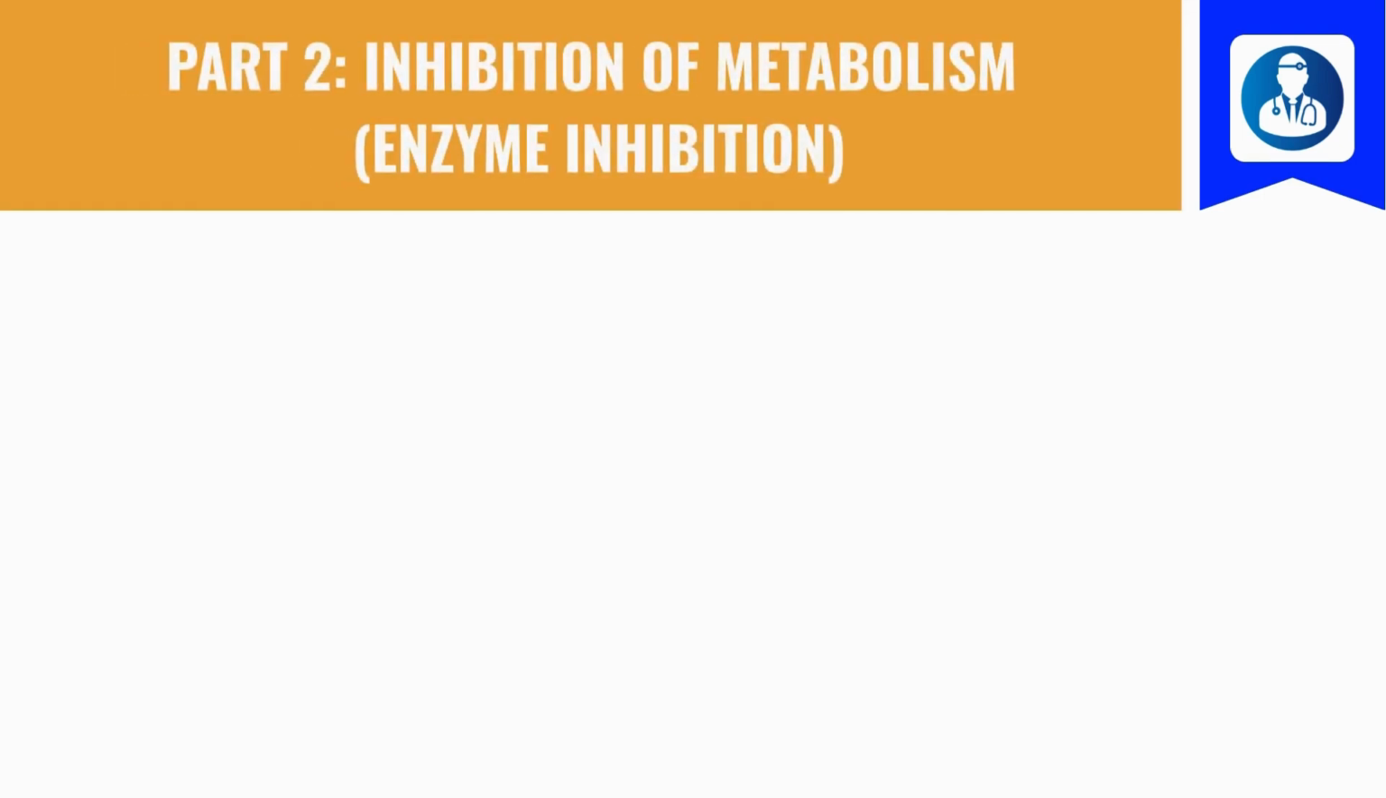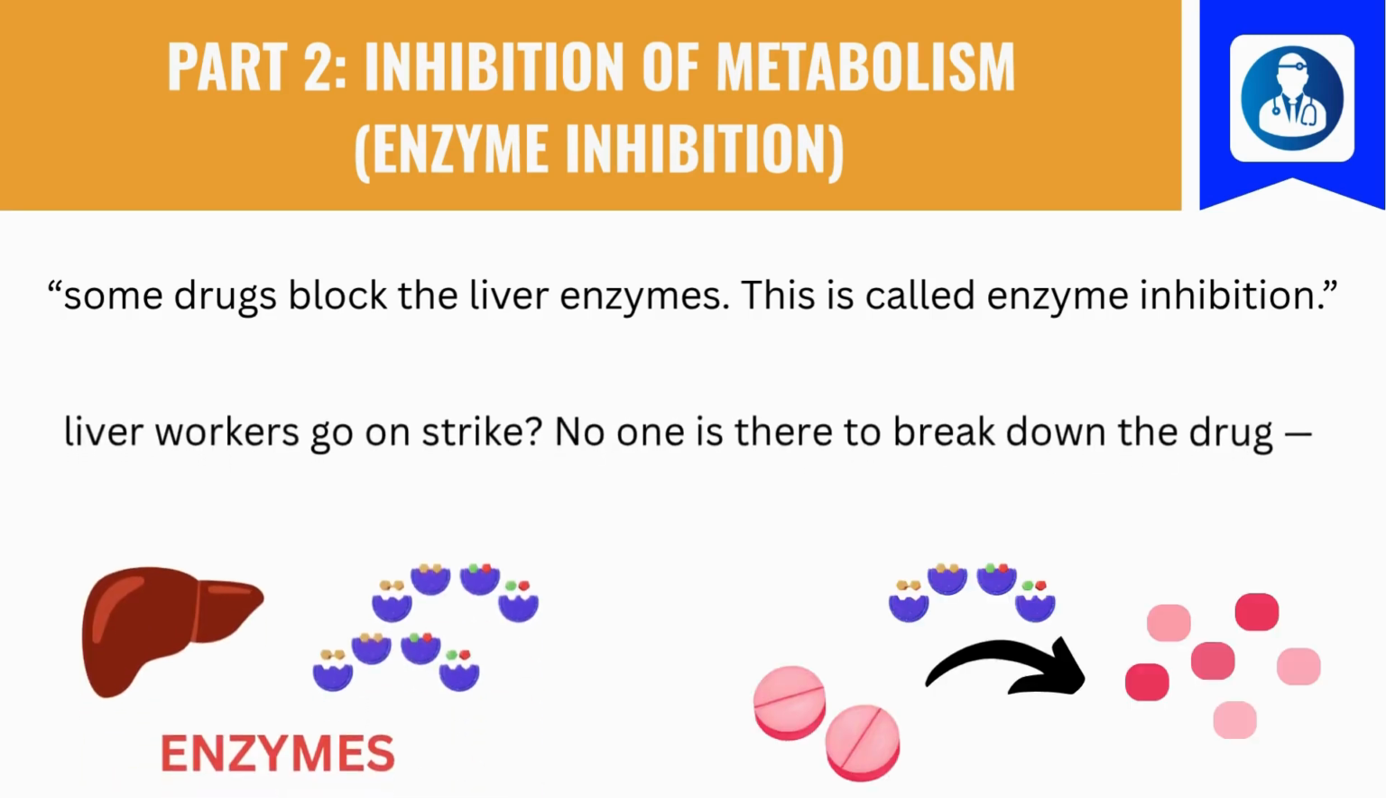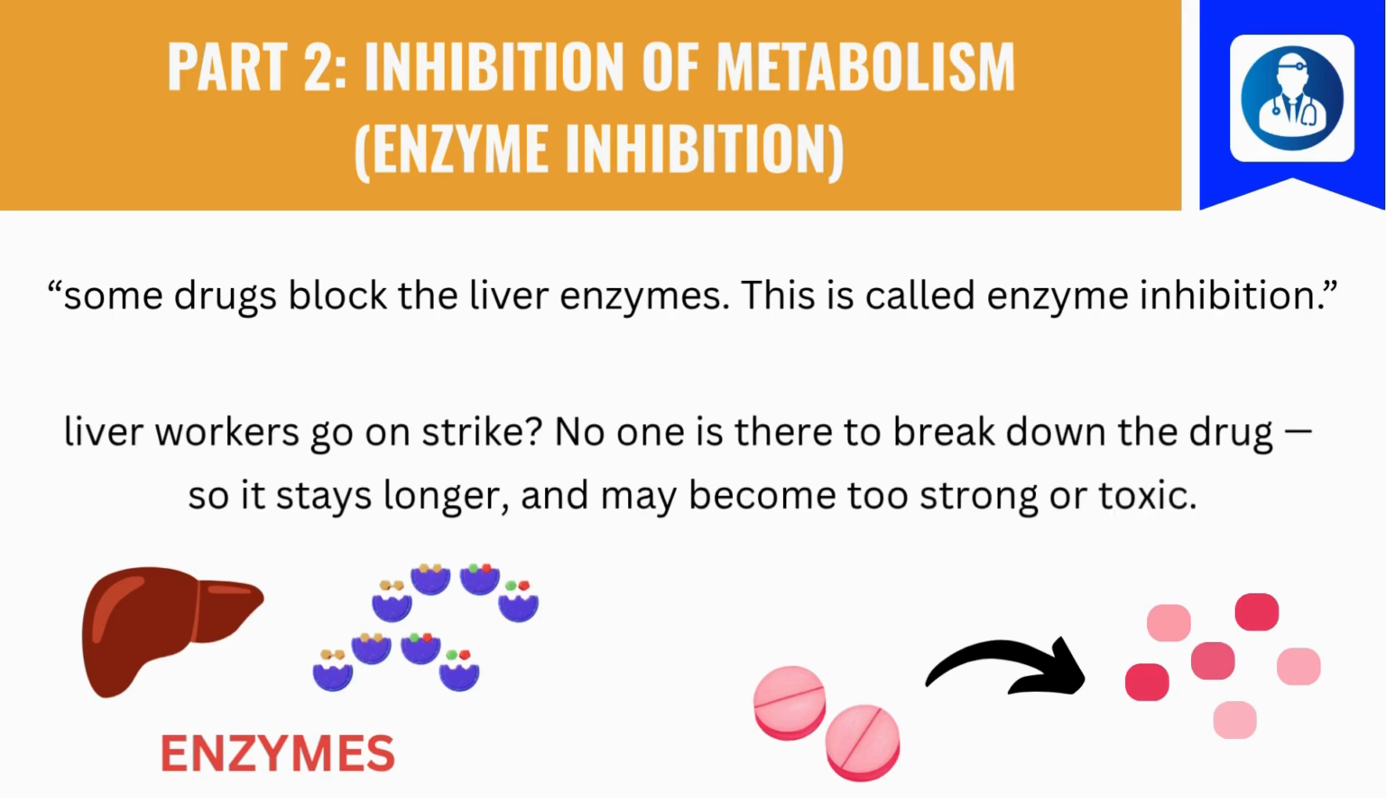Part 2. Inhibition of metabolism, enzyme inhibition. On the other hand, some drugs block the liver enzymes. This is called enzyme inhibition. Now imagine the opposite. What if the liver workers go on strike? No one is there to break down the drug, so it stays longer and may become too strong or toxic.